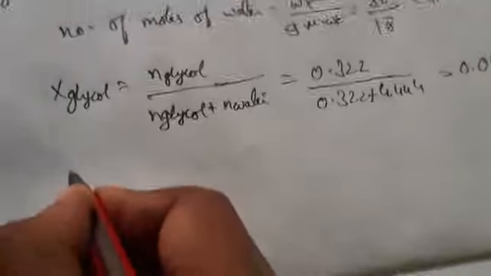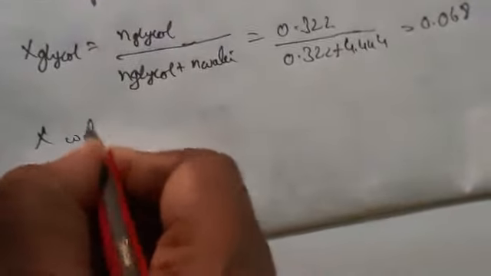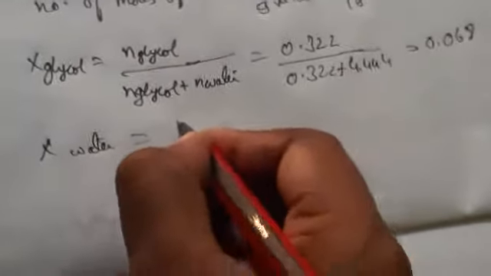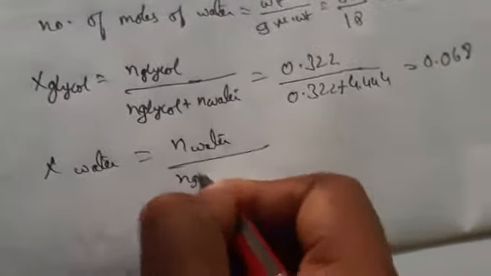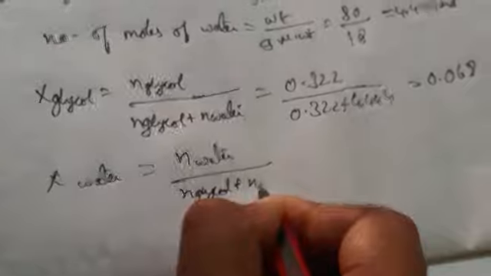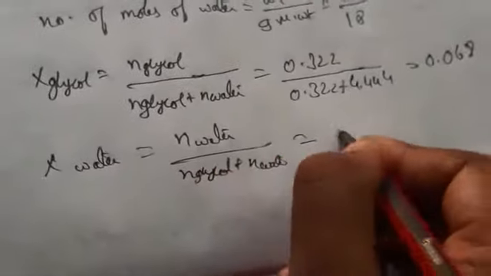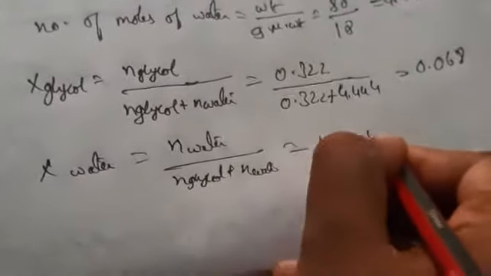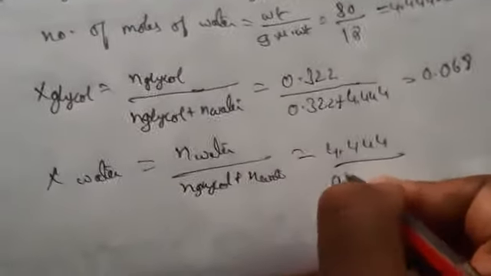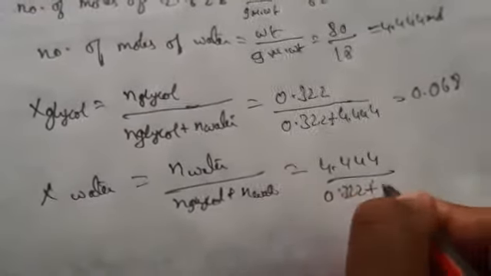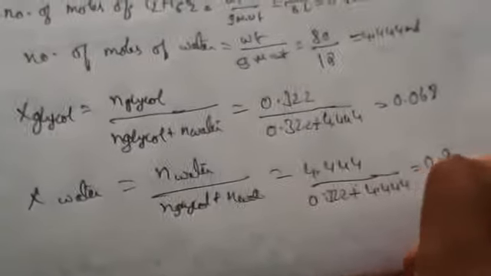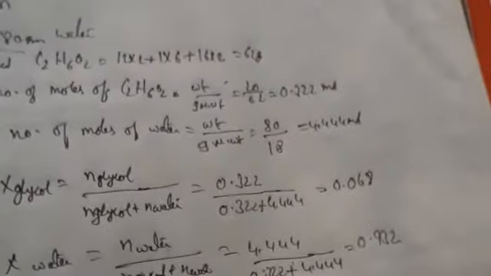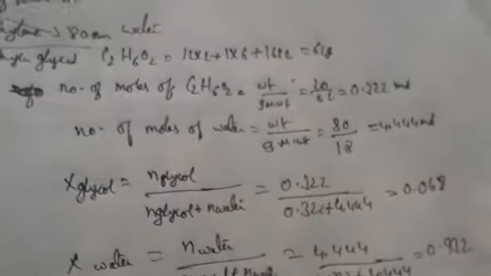And in the same way, if we take water, you will be getting N water by N glycol plus N water. So you will be getting 4.444 by 0.322 plus 4.444. So how much do you get? 0.932. So this is the way to calculate the mole fraction.